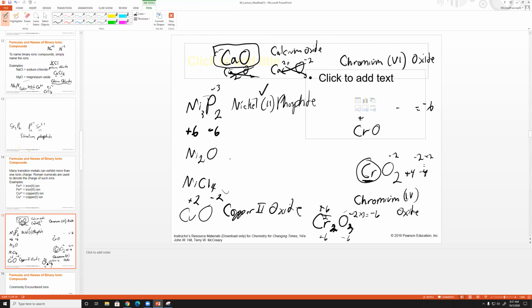Okay, so nickel 1 oxide, and the reason, oxygen -2. Therefore, the positives have to be +2. There's 2 nickels. Each one has to be +1. So nickel 1.